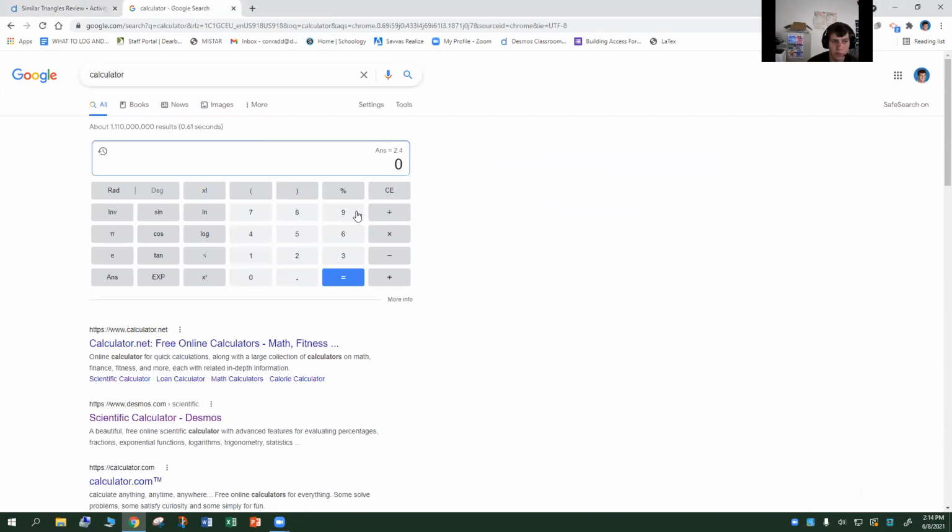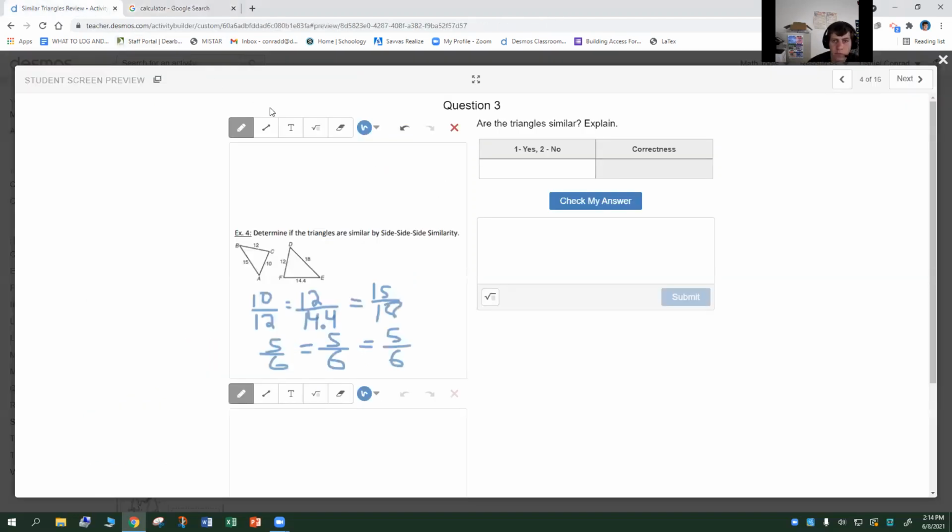So you divide both sides by 2.4. So 12 divided by 2.4 is 5. And then 14.4 divided by 2.4 is 6. Okay, so that one's a yes. Side, side, side. The ratios of all three corresponding sides are equal.